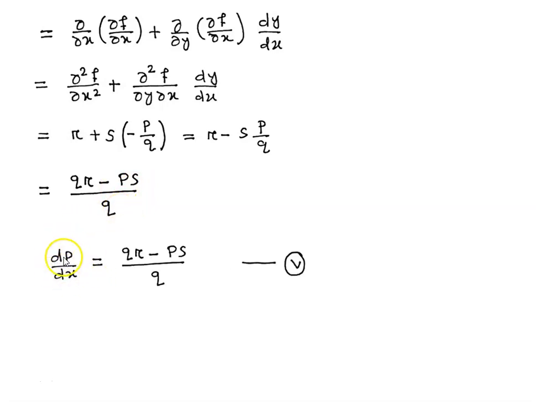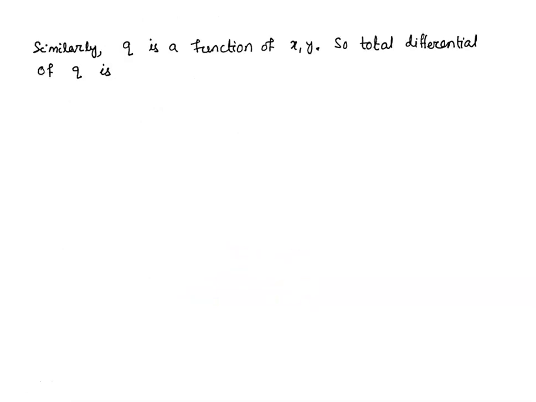So our dp by dx is (qr minus ps) divided by q. Let us denote this as equation 5. Similarly, q is also a function of x and y because q is the partial derivative of f with respect to y. As we know, the partial derivative of a function with respect to one of those variables is also a function of both the variables.